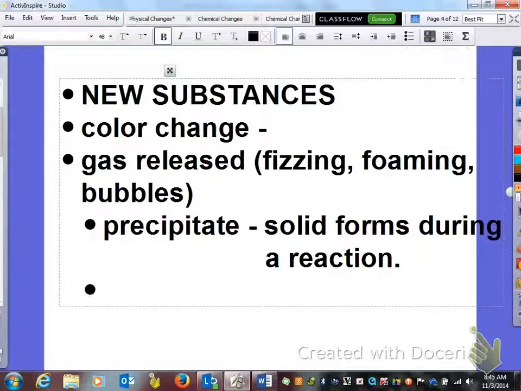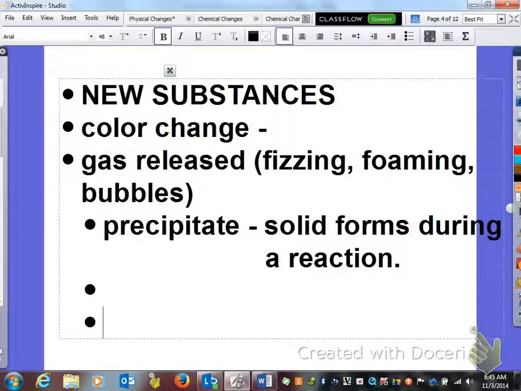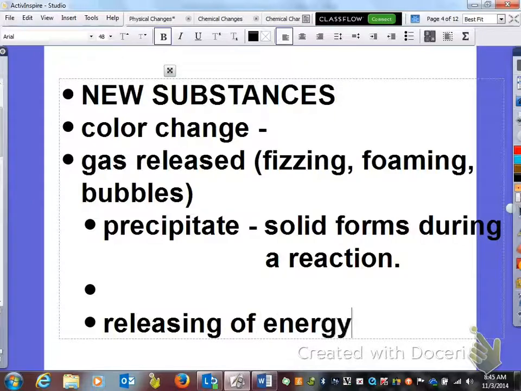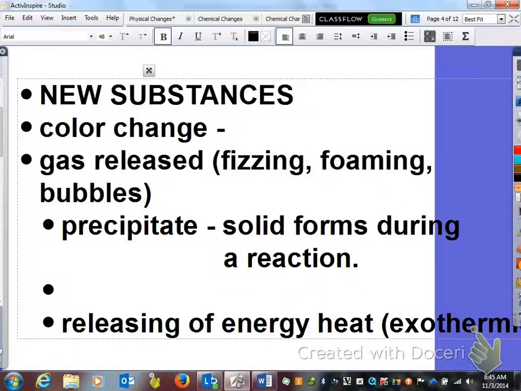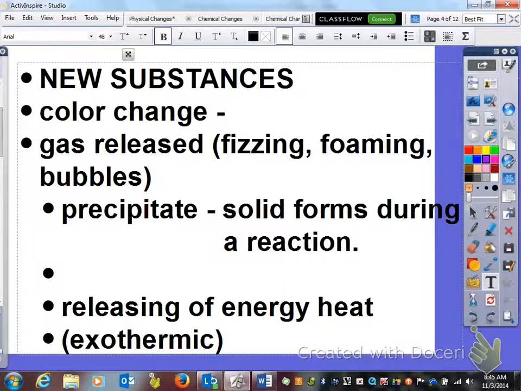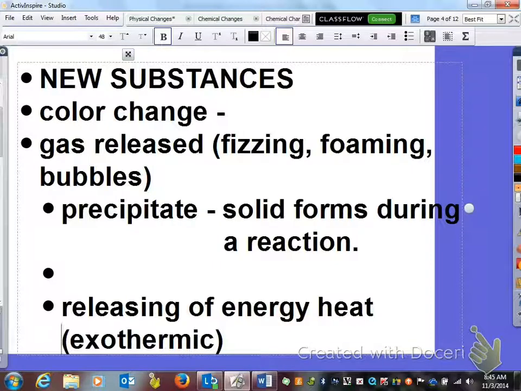The next one here, I want you to write light. If you see light being given off, often we have a chemical reaction, and a good example of that would be fireworks. Another one is releasing of energy, heat. We call that exothermic. And I'm going to hit enter here. So the releasing of heat energy, two things are mixed together, and you notice it gets warm.